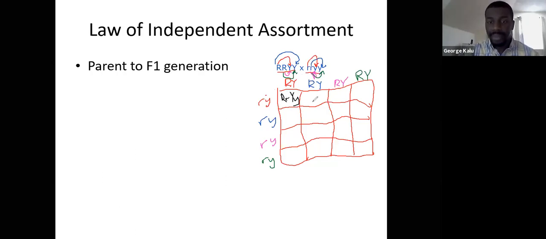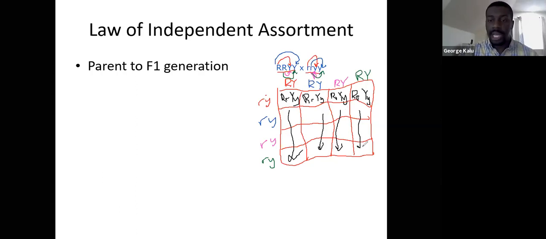So then again, if you were to do this one, big R, little r, big Y, little y, and then this third one, big R, little r, big Y, little y, and this last one, it would again be big R, little r, big Y, little y. And as you can probably see going forward here, we're going to see the exact same genotypes across the board.